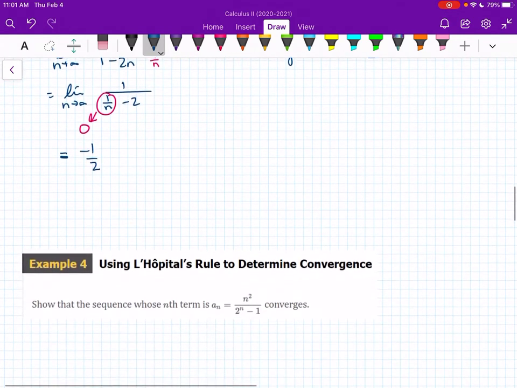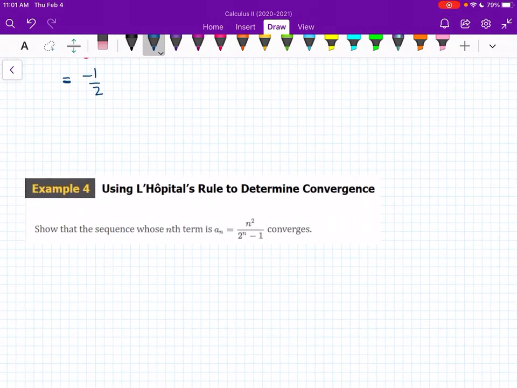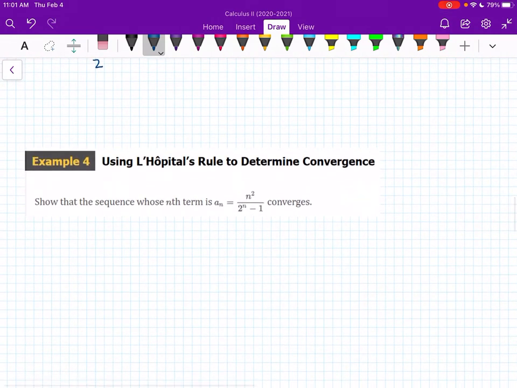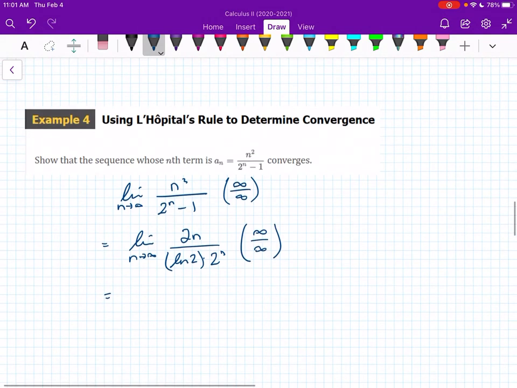All right, let's talk about a few other things. Oh, we got another example, using L'Hopital's rule to determine if a sequence converges. Okay, so if I have the limit as n approaches infinity of n squared over 2 to the n minus 1. Well, right now I have infinity over infinity, so I'm going to go ahead and take the derivative of the numerator and the denominator for L'Hopital's rule. So I get 2n over natural log of 2 times 2 to the n, which is still infinity over infinity. So I'm going to take the derivative again.